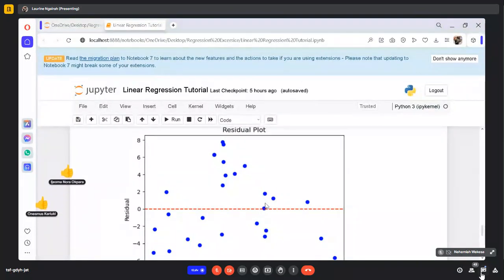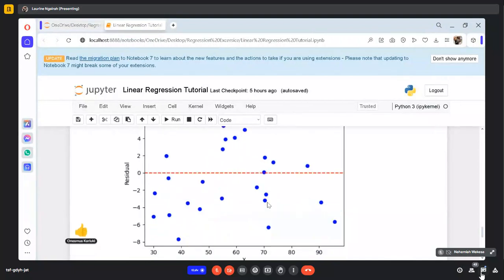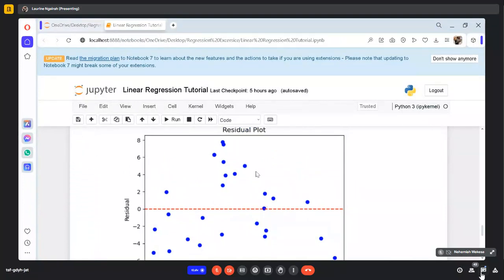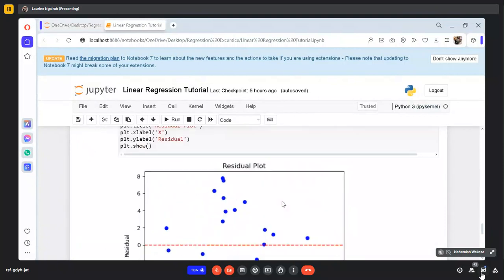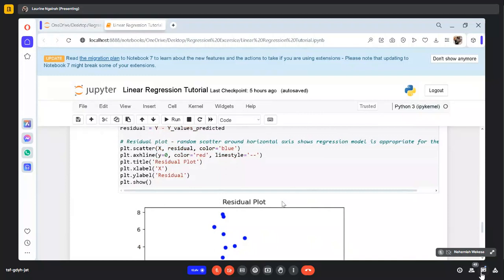So a random scatter around the horizontal axis indicates that the regression model is appropriate for the data. And if we have any non-random patterns, it means that the model is not appropriate. So we can see ours is randomly scattered. Any questions there? Okay.